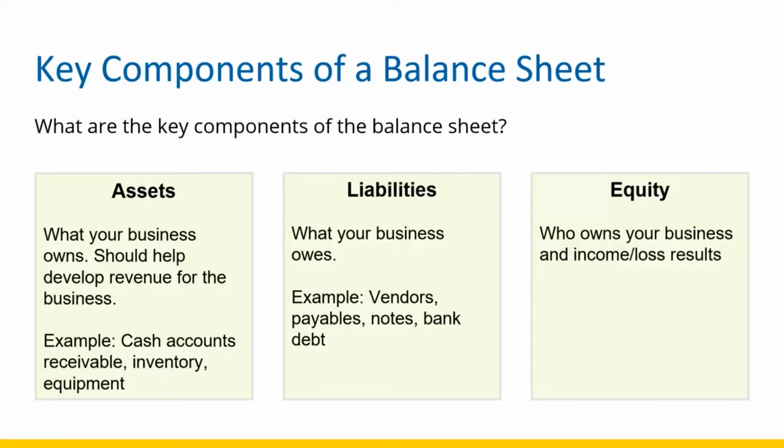Your balance sheet contains all of the assets, liabilities, and equity of the organization or company as of a given point in time. So the assets and liabilities and equity of the business as of a point in time. So assets are what your business owns, liabilities, what your business owes, and equity, who owns the business, and the cumulative income or loss of the business.